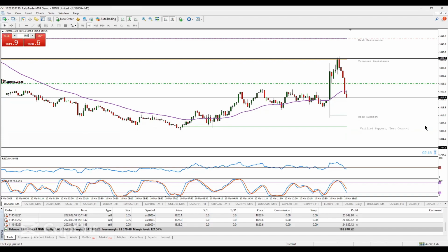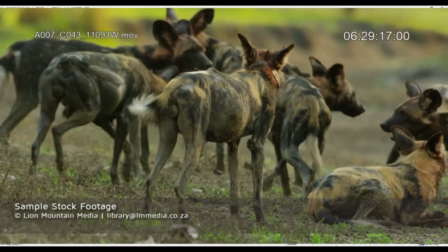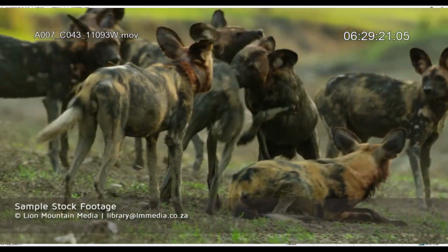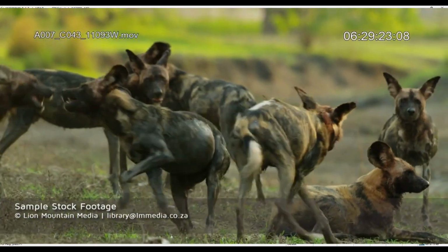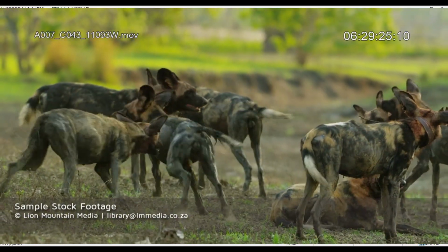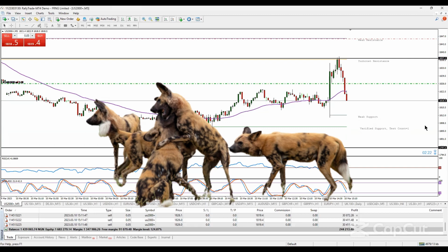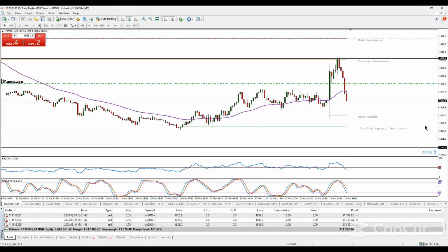I was watching a documentary on Nat Geo Wild, and I saw a pack of wild dogs attacking one wild pig. See the way they were eating at this pig. That is what you do to this market. Once you have established that the market is going in your direction, attack it like a wild dog. Like, milk it, squeeze it as much as you can.